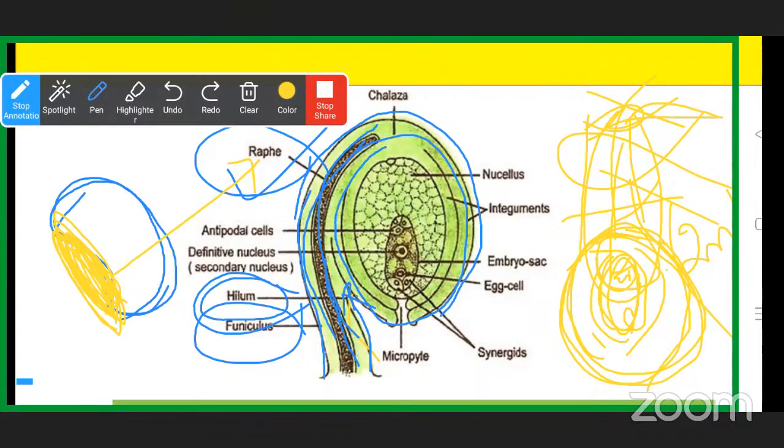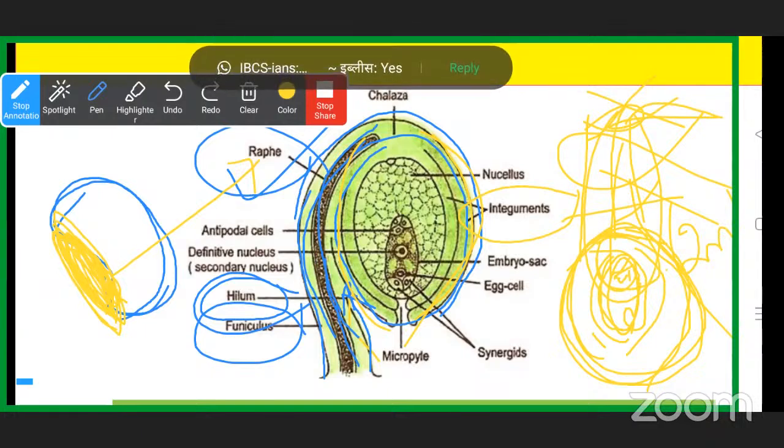Okay. And then, especially in the ovule structure, what are the parts that are there? The outermost part is the integument. The integument layers are the protecting layers.